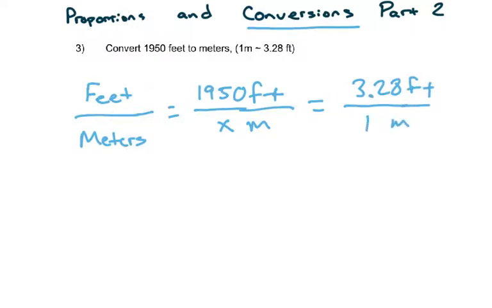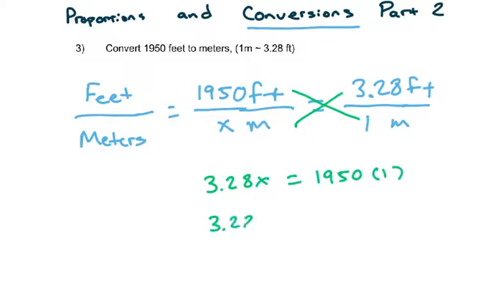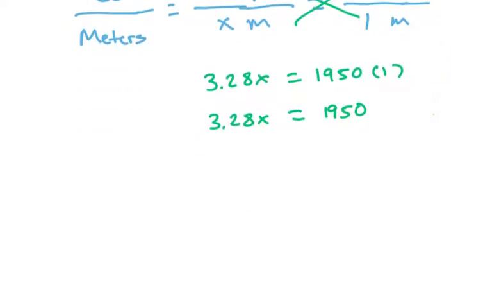And in this particular exercise, it's far too complicated to do this without a calculator, so I'd recommend you use a calculator. So what do we do now? Well, we've talked about a lot of different ways of solving proportions, and here it makes the most sense to just cross multiply. So we're going to end up getting 3.28x equals 1950 times 1. And so to solve, all we have to do now is divide by 3.28, and x is going to equal whatever this is.